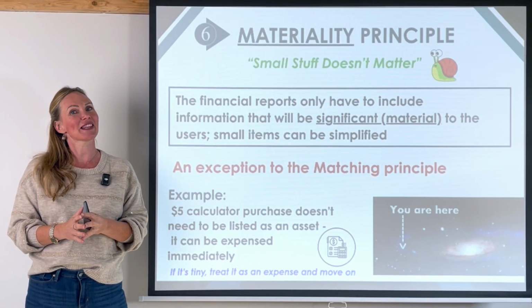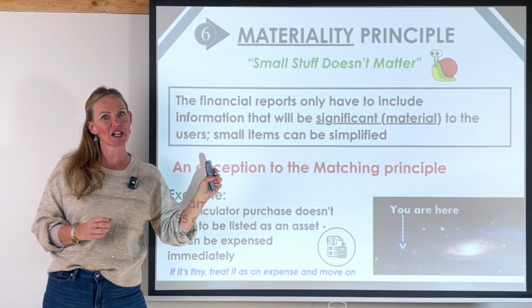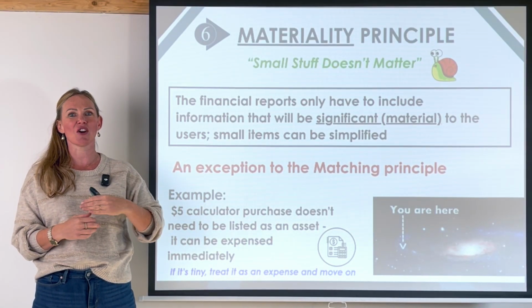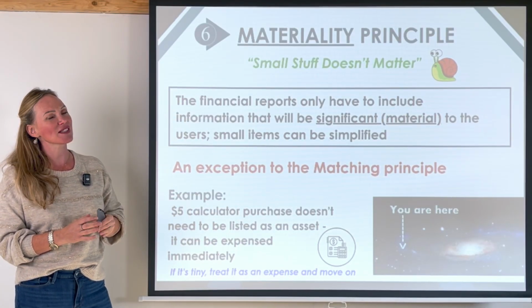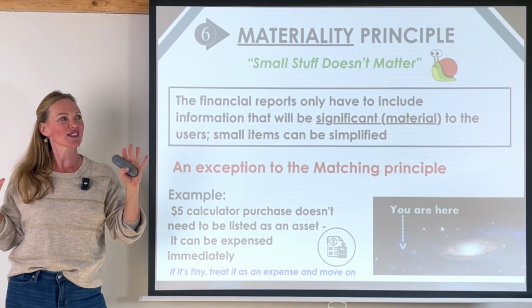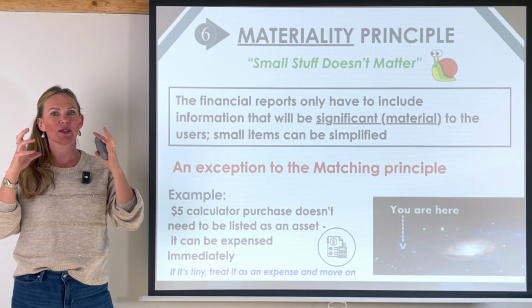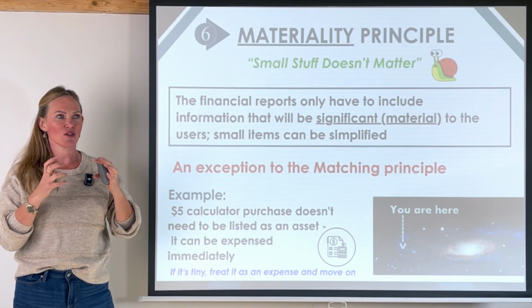So I'm not putting a $5 calculator as an asset to my company, but I'll put it as an expense, an office expense, just to simplify things in here. So small stuff doesn't really matter, right? That's kind of my phrase for this one. You're going to be focused on the material, significant things in your books.